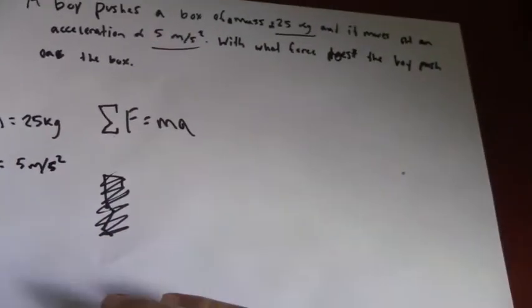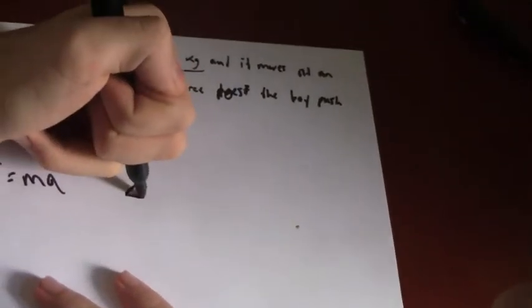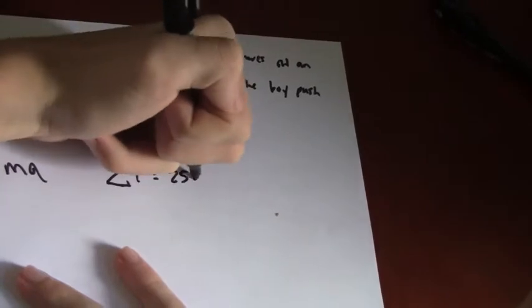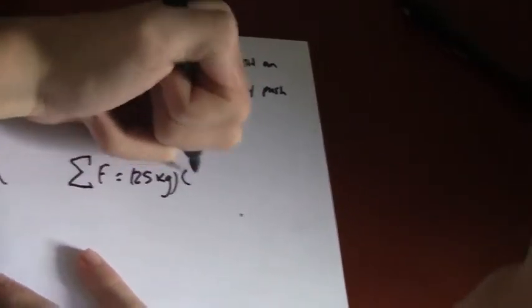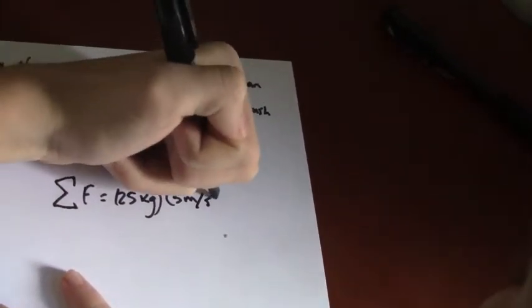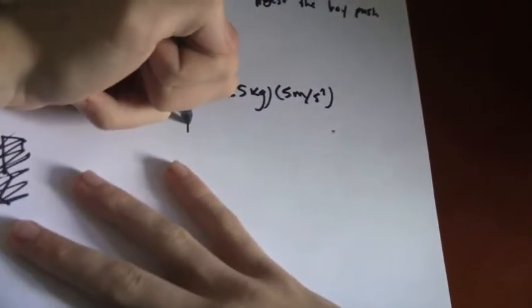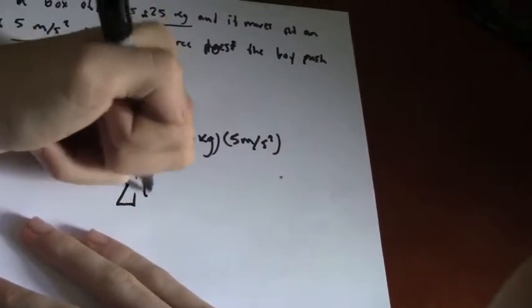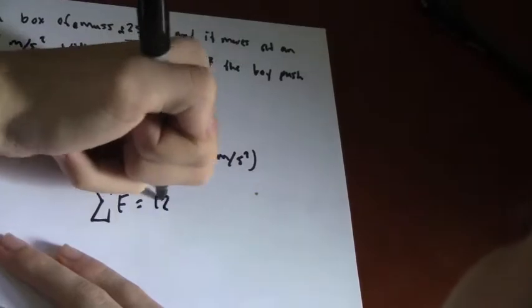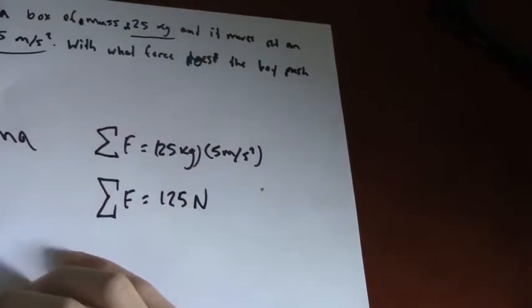So that means that we can just plug in the mass and the acceleration, and we get the sum of all forces is equal to 25 kilograms times 5 meters per second squared. And it's just some easy math. The sum of all forces is equal to 125 newtons.